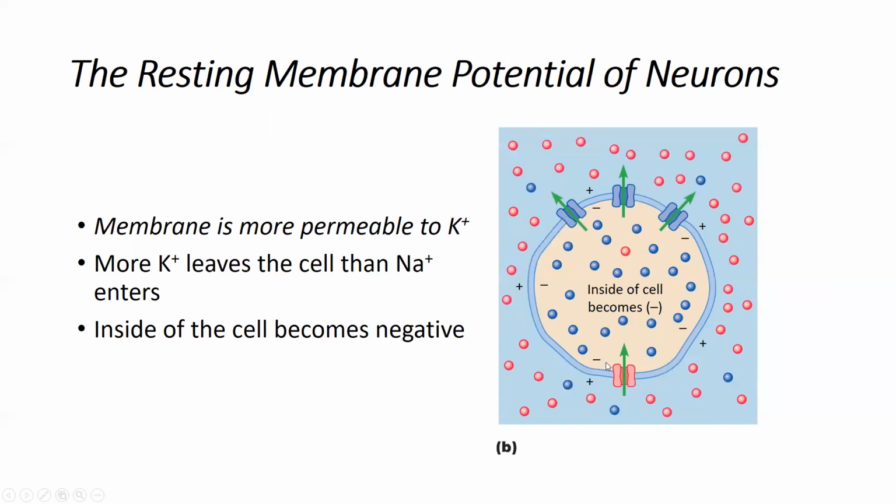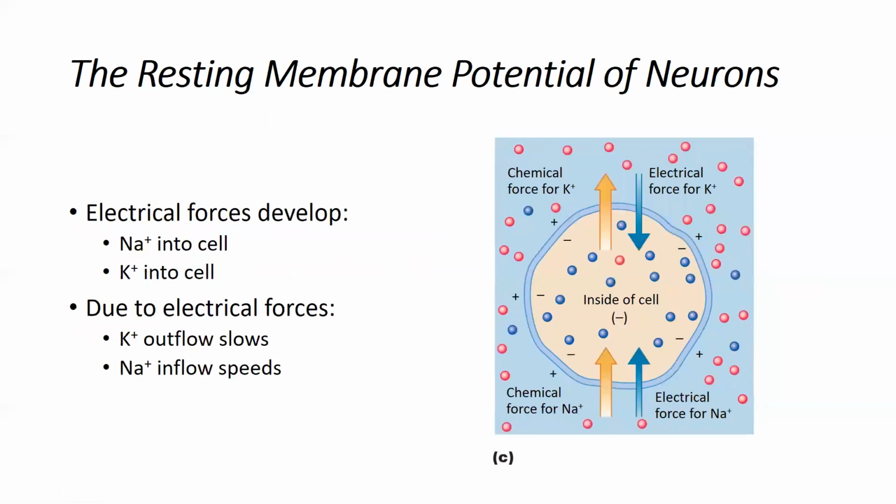What will that eventually create? If we're kicking more positive out, then what happens? The inside becomes more negative, right? We're kicking this positive charge out. We have more channels to kick potassium out than we have to bring that positive charge back in. And so the inside of the cell becomes more negative. That's the second step in understanding the resting membrane potential. Okay, everyone with me so far?